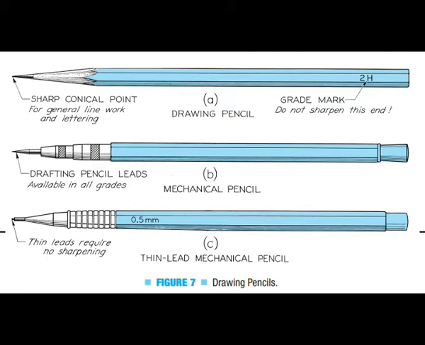So they are pencils. We use drawing pencils, especially designed for drawing with a sharp conical point, and there are some conditions and rules to draw any objects. The grade marks here, 2H and some others, are for drawing pencils. This is for a mechanical pencil. Drafting pencil leads are available in all grades. And this is for a thin lead mechanical pencil. So those are the varieties of pencil for drawing. That is the application for drawing.